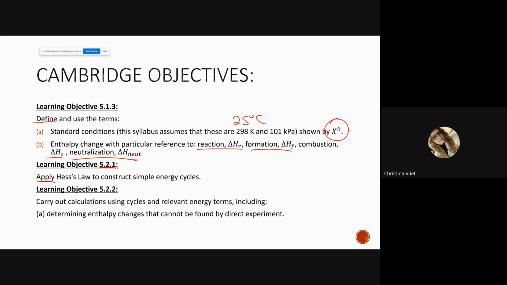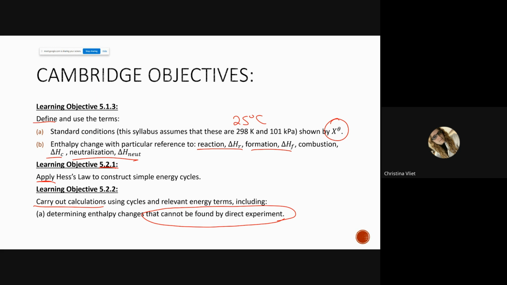And then learning objective 5.2.2. What is that? Carry out calculations. It means do the math, right? So you're going to have to calculate enthalpy changes, because unfortunately for some reactions you can't do the experiment. So you can't calculate the delta H for every single reaction via calorimetry. There are some where you can't, like gas phase reactions. You can't calculate their delta H with a foam cup because it's in the gas phase.